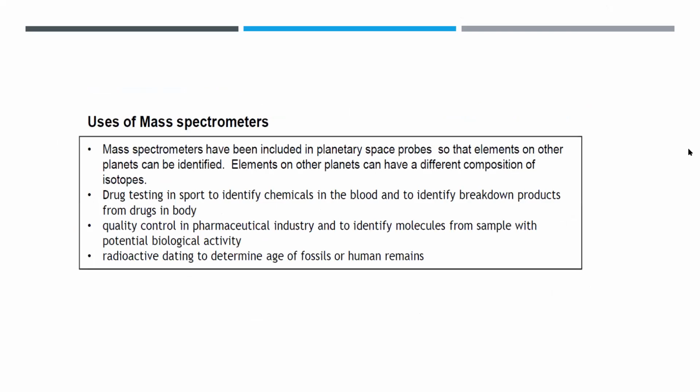Then what are the uses of the mass spectrometer? Where do we use this mass spectrometer? A mass spectrometer can be used to identify or find the elements which are present, or the number of isotopes.